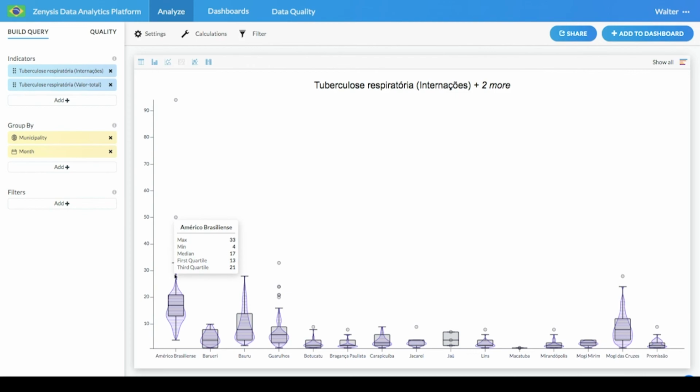What we can also see from this visualization, though, is that there are certain outliers. And so we can see that there was a report, for example, of 94 cases of respiratory tuberculosis, of 50 cases of respiratory tuberculosis, of 46 cases of respiratory tuberculosis.